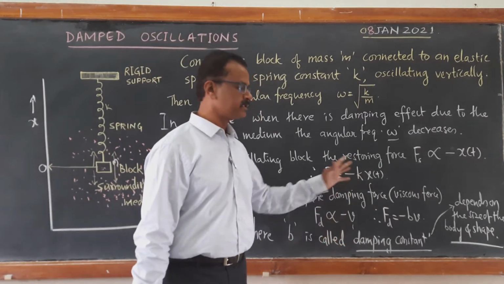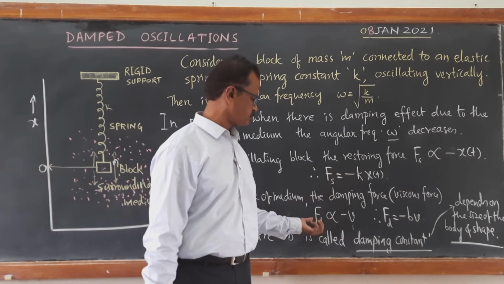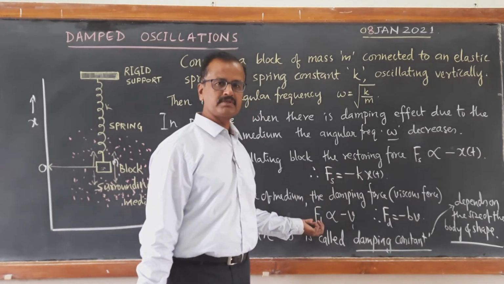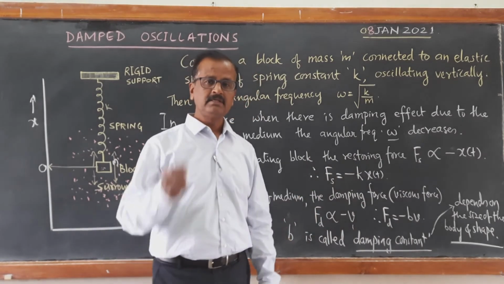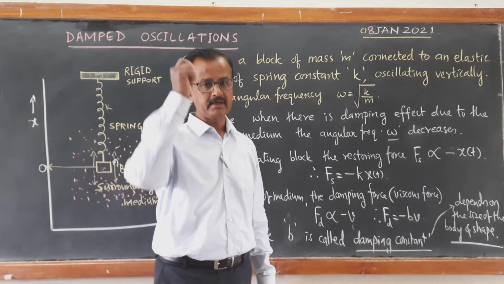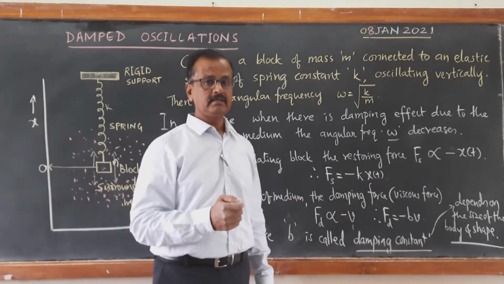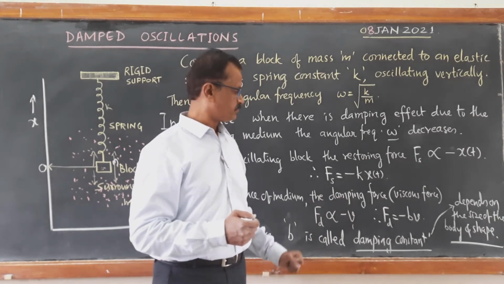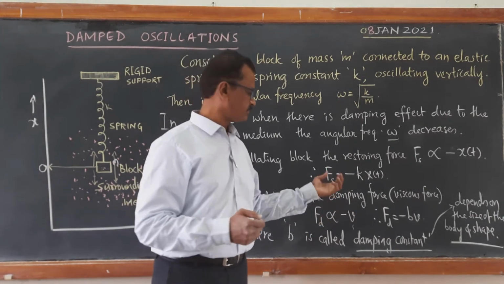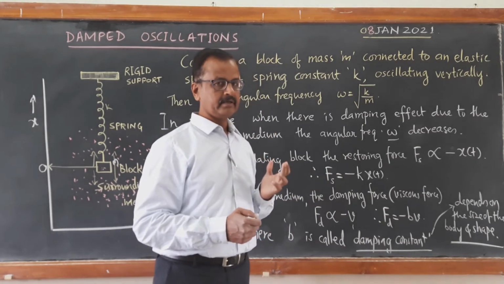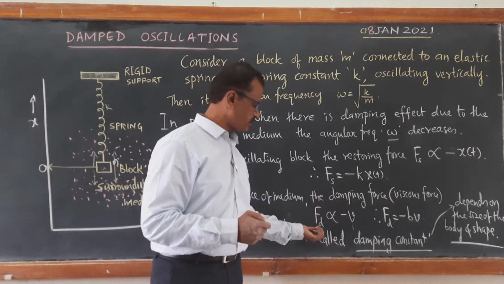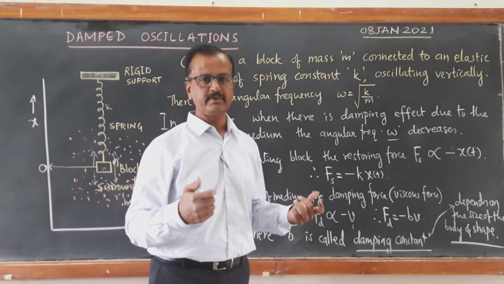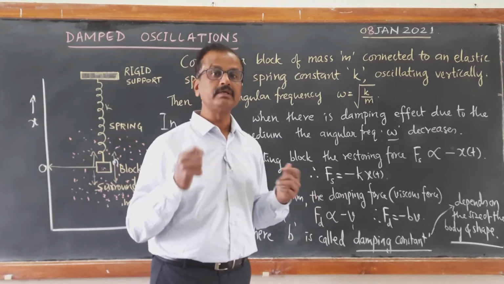So both are opposing the motion. Spring force is also opposing the motion and damping force is also opposing the motion. As a result, what happens? The oscillations eventually die out. Now we can write the force equation. As we have written force only in the case of the spring force, now we have to include this damping force also. As a result, we get the total force using Newton's second law.